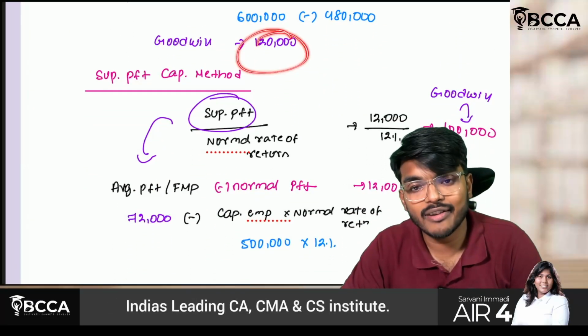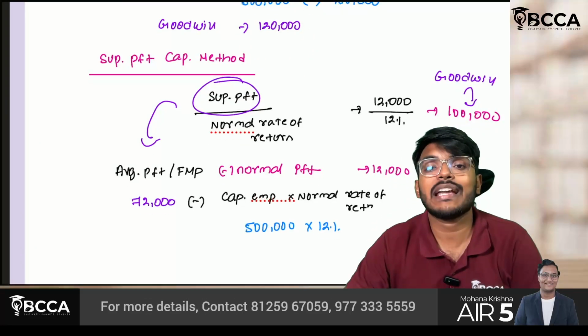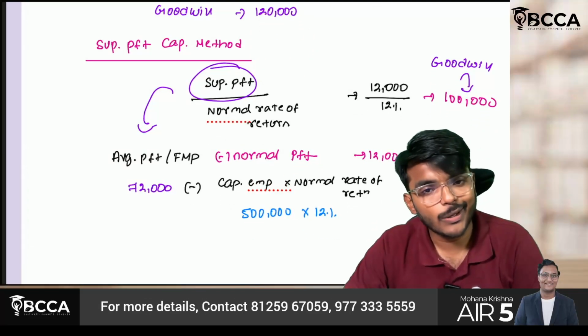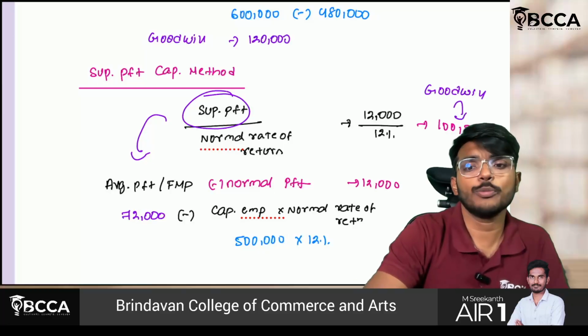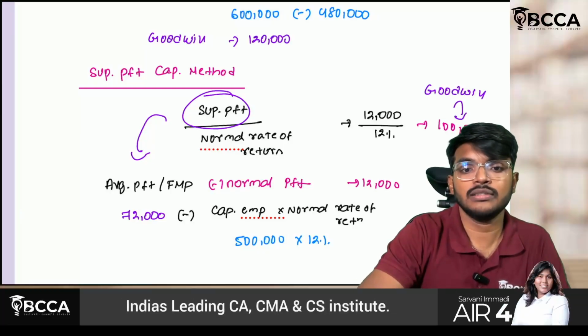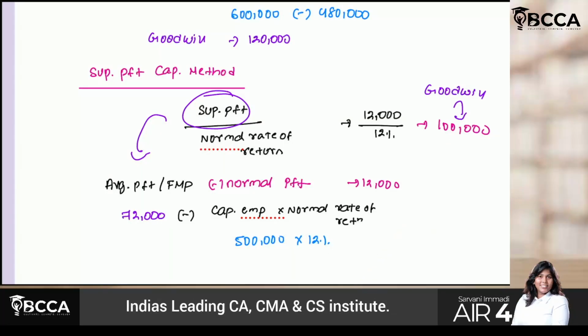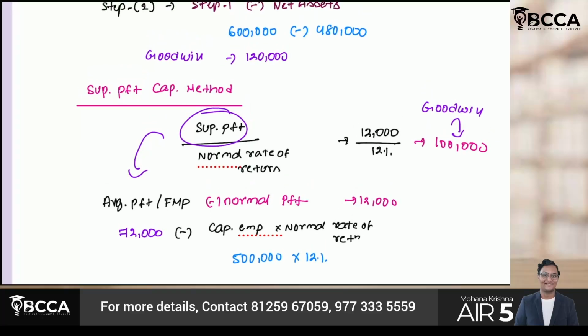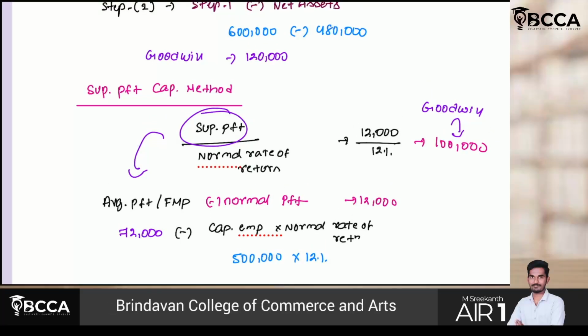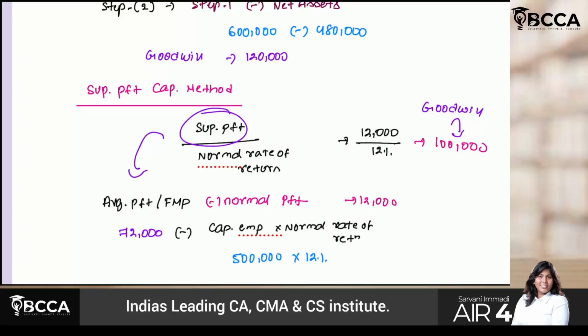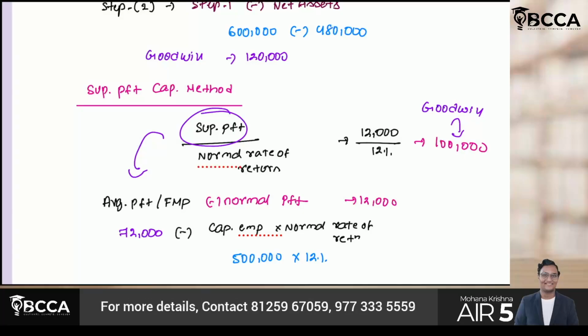So goodwill under average capitalization is 1,20,000, goodwill under super profit capitalization is 1 lakh rupees. I hope this point is clear. So please copy this. If you have done, let us start with the next discussion. Okay. So the goodwill valuation part is done, guys. I think we have solved all the methods with at least one example. So please be very conceptual when it comes to this goodwill.